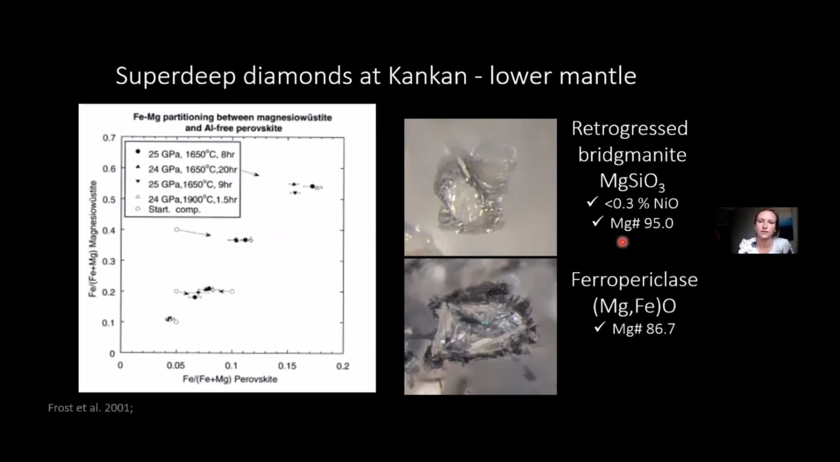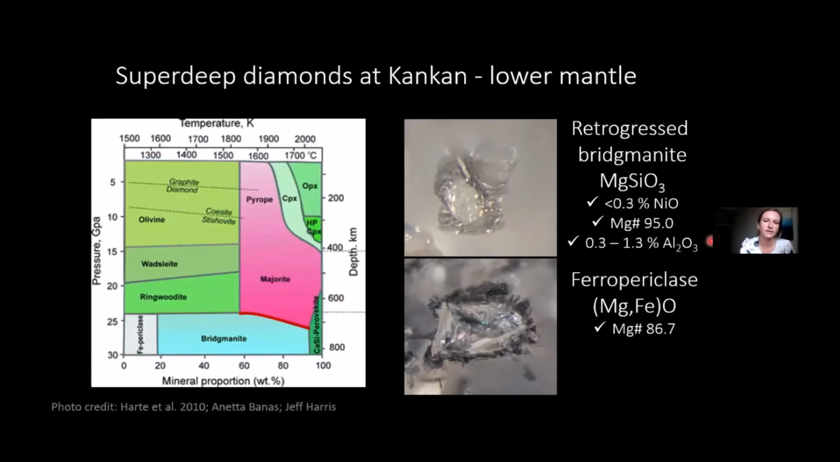In addition, we can also look at the magnesium and iron partitioning between these two inclusion phases and compare this to experimental charges that have been trying to reproduce the chemistries of lower mantle phases. And what we find is that the Mg numbers that we see for both the retrogress bridgmanite and the ferropericlase closely correspond to values estimated for a pyrolytic assemblage with an Mg number of around 90.